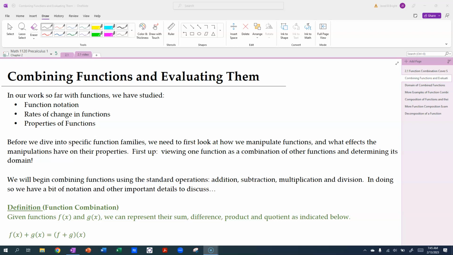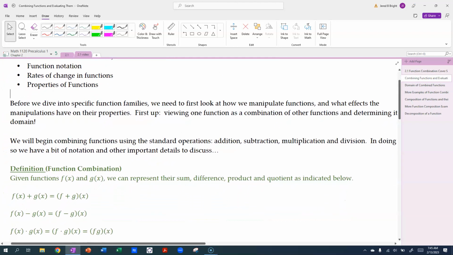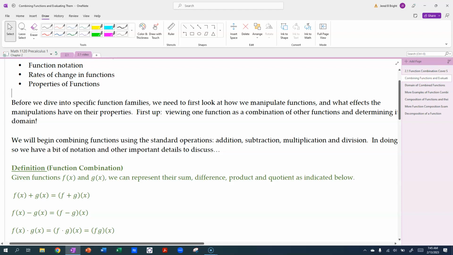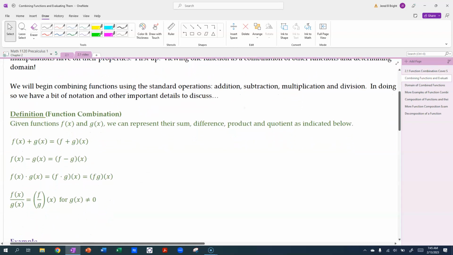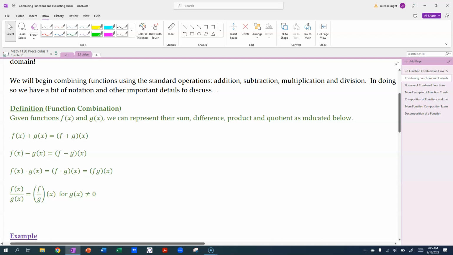So here we go. We're going to look at combining functions. When I use that language, I mean taking two functions and adding, subtracting, multiplying, dividing them. Okay. And so here's the notation that we use. You can see it in the definition on the screen. If we're just adding two functions, f of x plus g of x, rather than writing the of x twice, mathematicians have adopted the notation of doing in parentheses f plus g and then of x at the end.